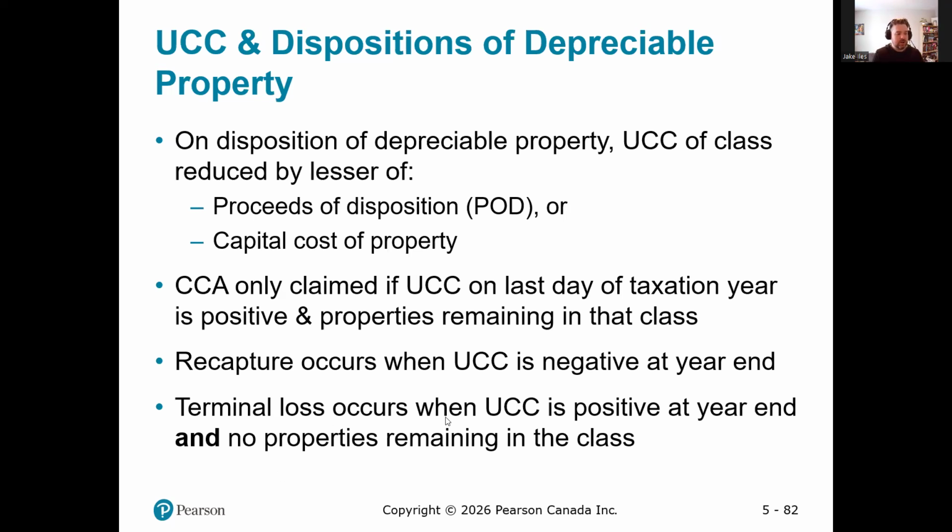Terminal loss occurs when UCC is still positive, but there's no property remaining in the class. If after our dispositions, the bin is empty, but there's still UCC left, we have to recognize that terminal loss to get it to 0 because we can't amortize something that's not there.